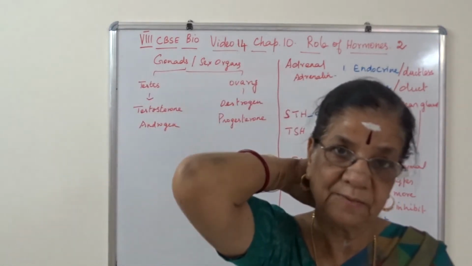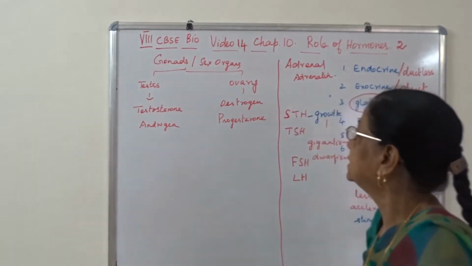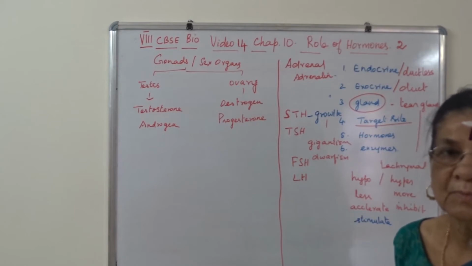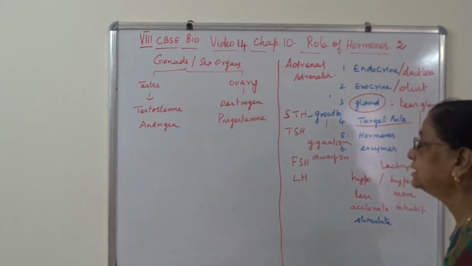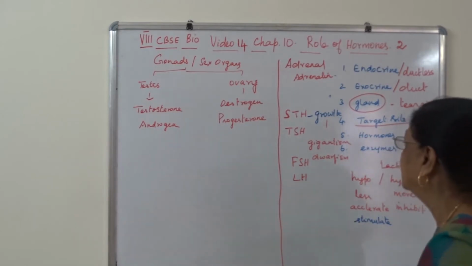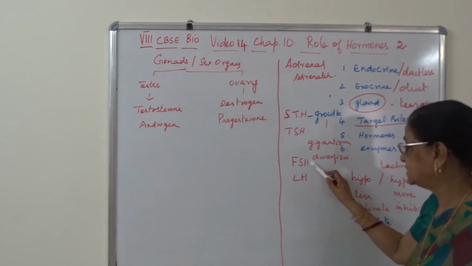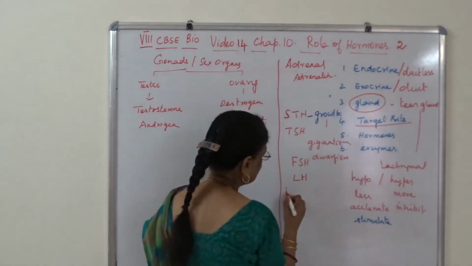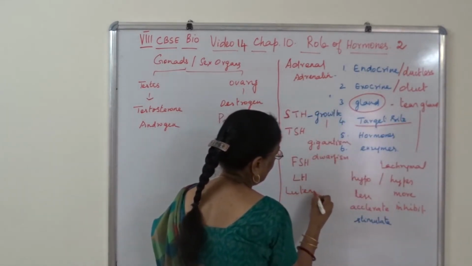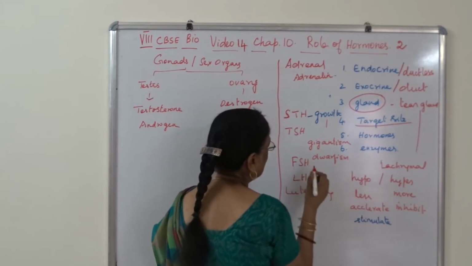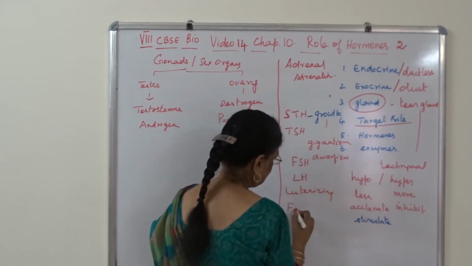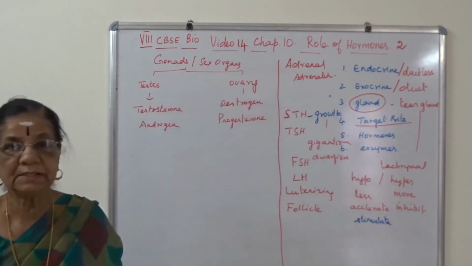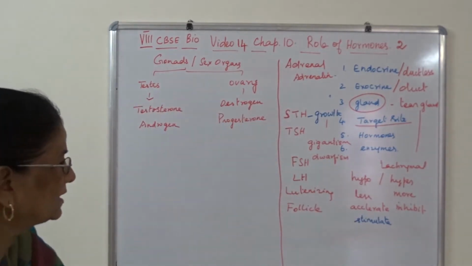I hope you understand. So the hormone secreted by the gonads or the sex organ. Are you clear? Now these hormone secretion, we talk about FSH and LH. Luteinizing hormone. F is follicle stimulating hormone. What is follicle stimulating hormone?